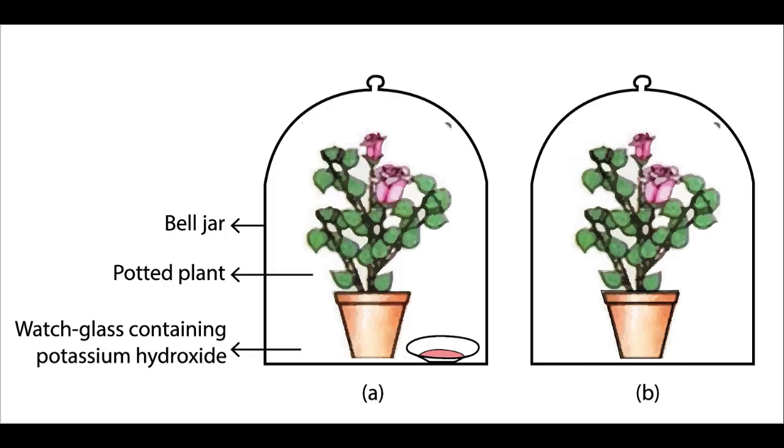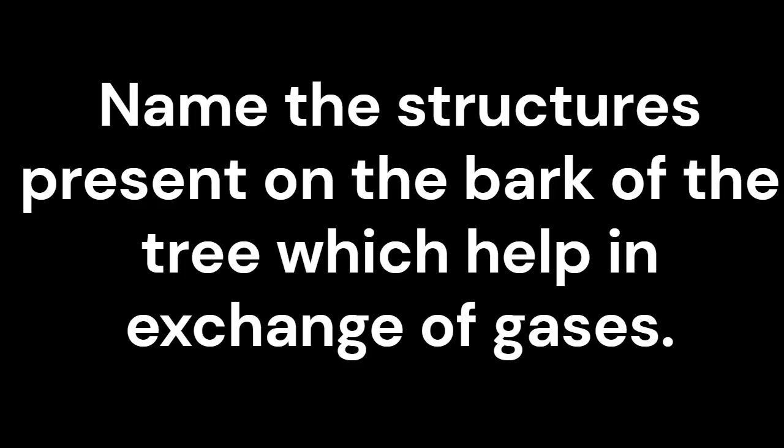Next question, name the structures which are present on the bark of the tree which help in exchange of gases. Now here these structures are named lenticels. They are found on the bark of the trees. Essentially, lenticels are specialized pores that facilitate gas exchange between the plant's internal tissues and the atmosphere.